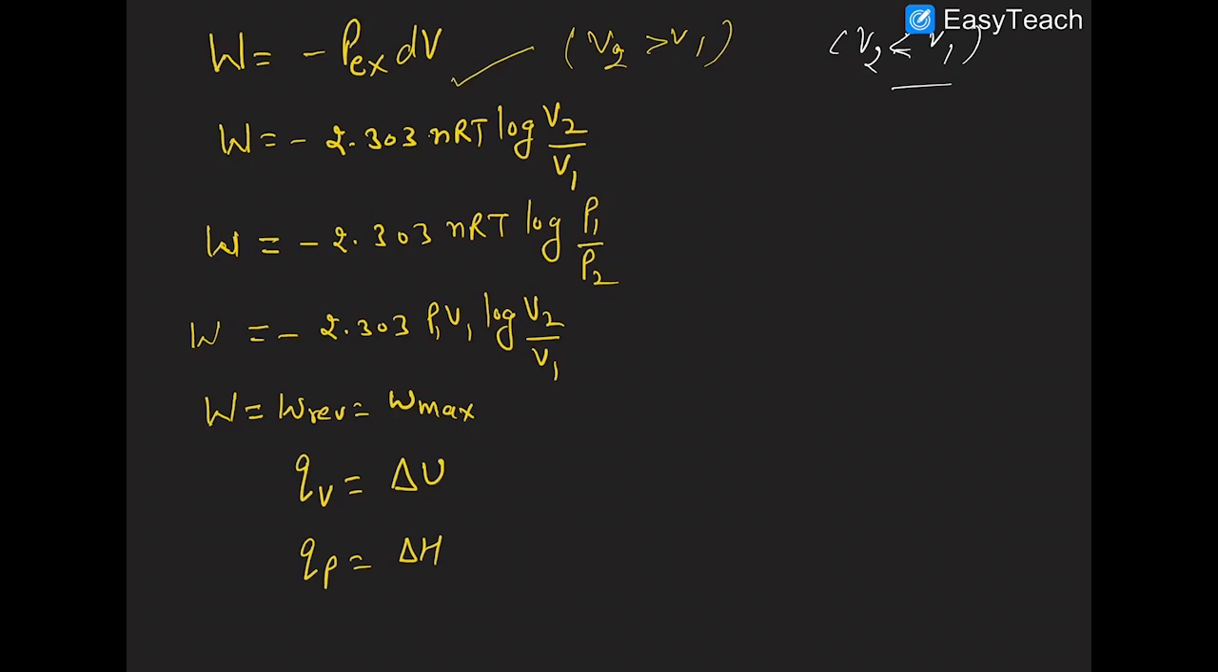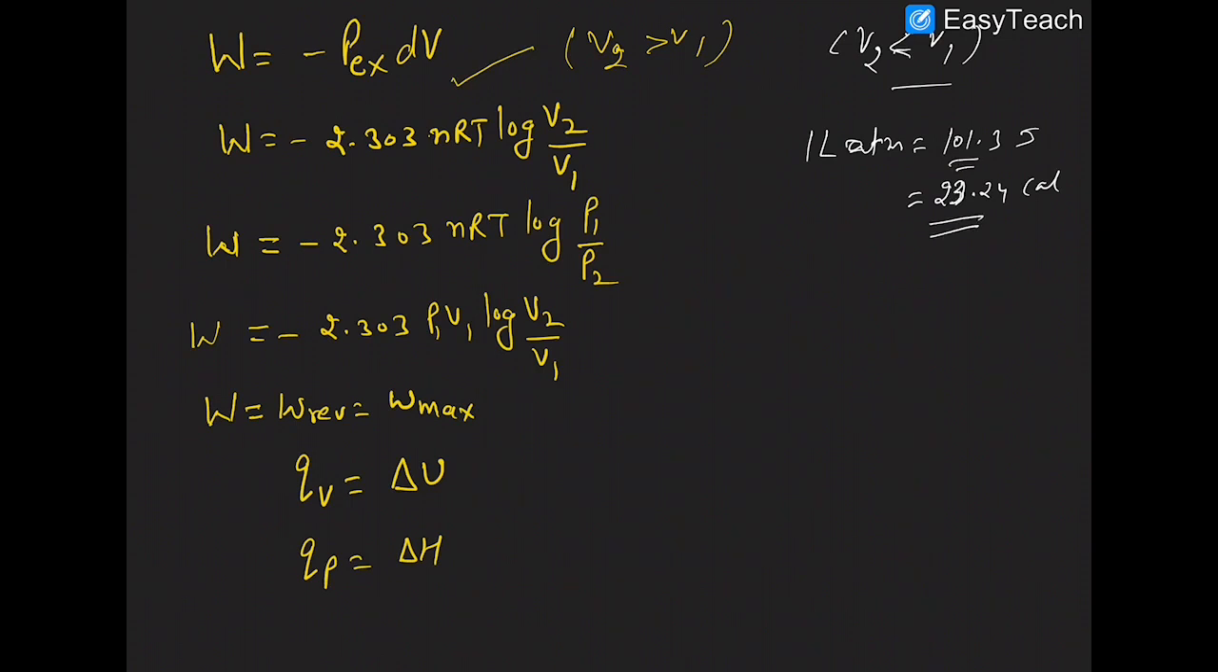Okay, pressure is generally measured in atmospheres and volume in liters. So overall the answer comes out in liter atmosphere. So 1 liter atmosphere is equal to 101.3 joules and 24.24 calories. So that you have to memorize.